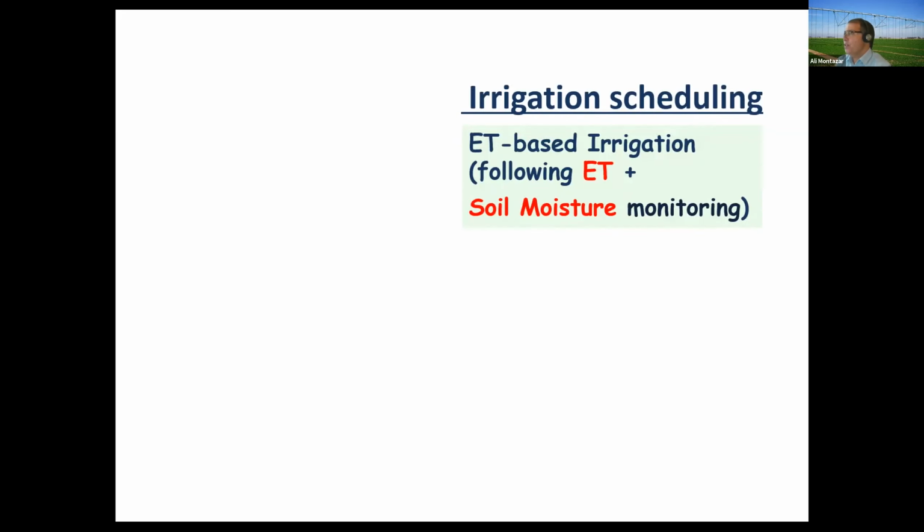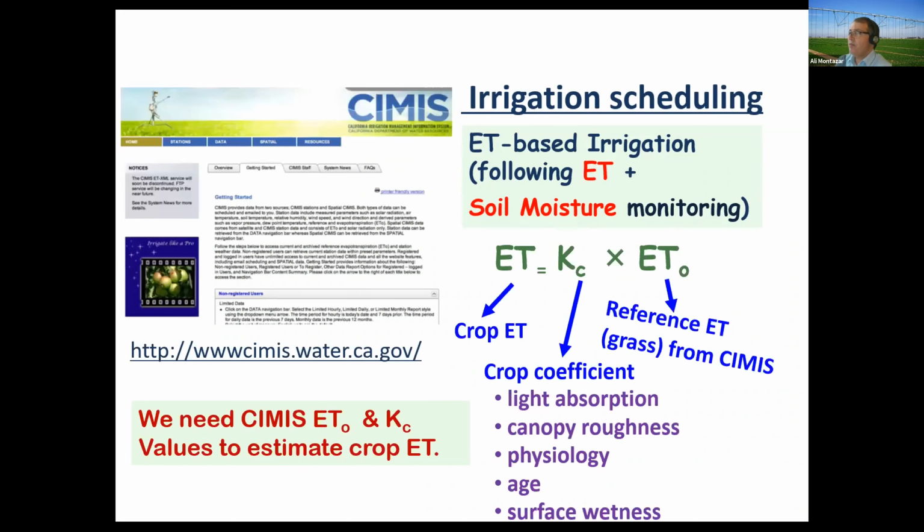So when it comes to irrigation scheduling, we recommend ET-based irrigation, which is a very effective approach for irrigation management. What we do in this approach, we basically follow crop ET and monitor soil moisture over the season. So if we want to calculate crop ET, there is a simple equation. This is the equation you see here: crop ET is equal to KC multiplied by ETo.